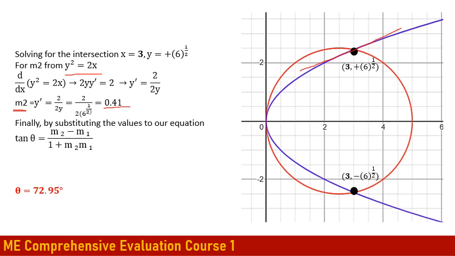So now that we have m1 and m2, we can finally substitute the values into our equation tan theta, which is equal to m2 minus m1 over 1 plus m2 multiplied by m1. Substituting the values, we can get the value of theta as 72.95 degrees.